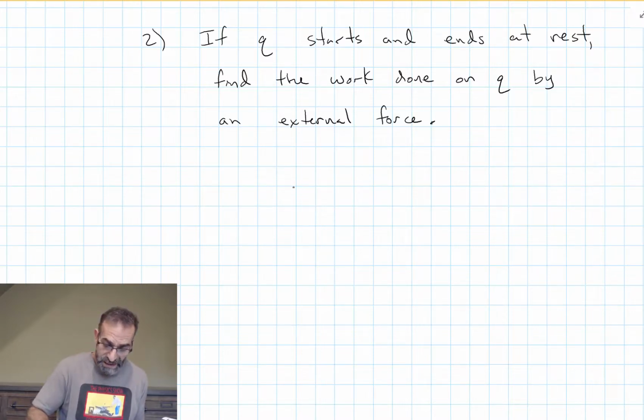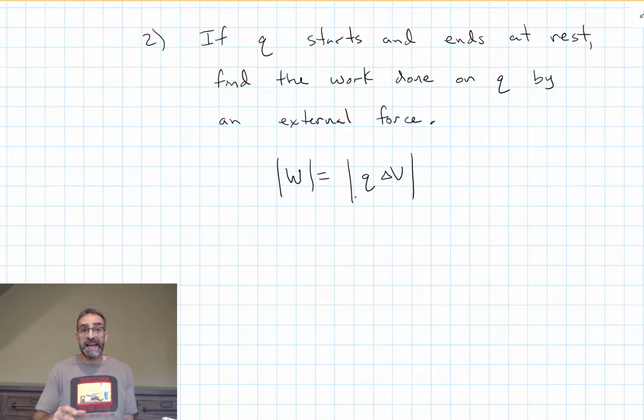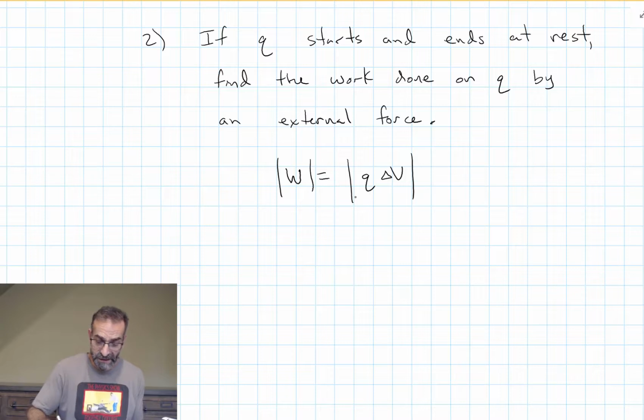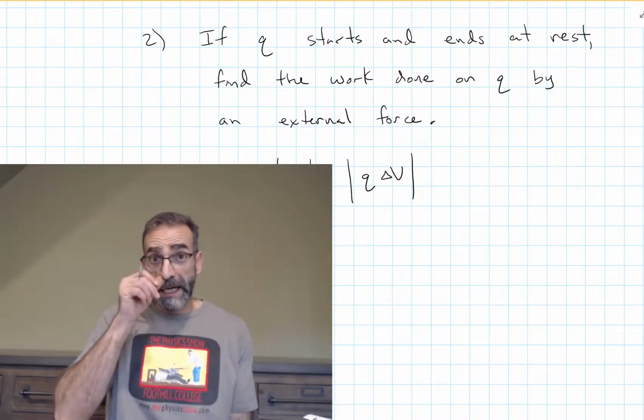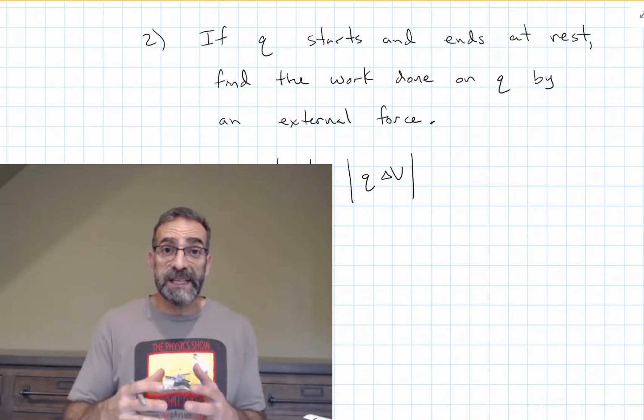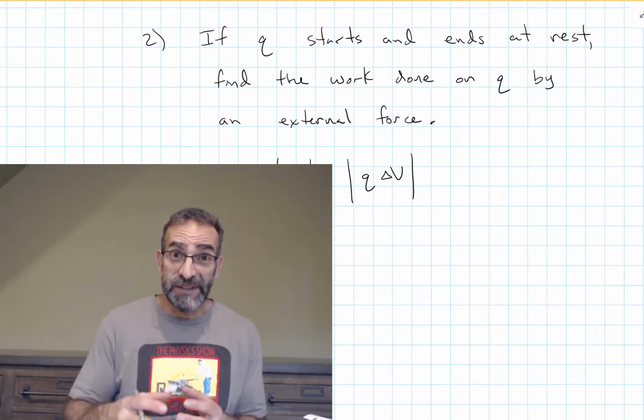For work, I always like to think in terms of the absolute value. And I find the absolute value of the work first, and then I decide, does this work have to be positive or negative? It's just easier for me to not have to memorize equations and get them mixed up when I can figure out very easily if it's positive or negative.